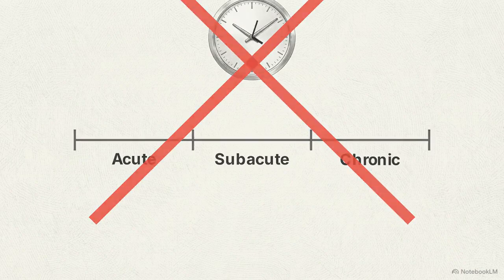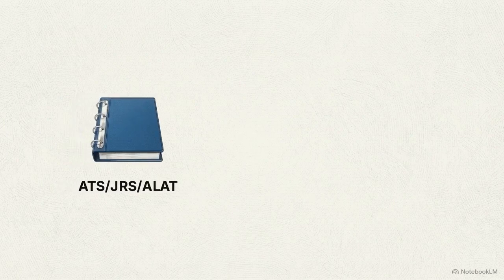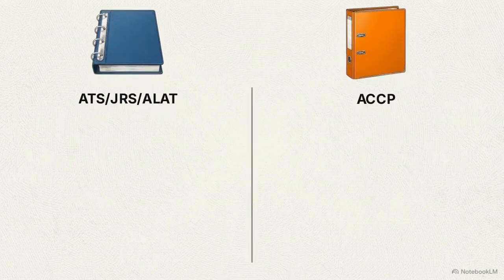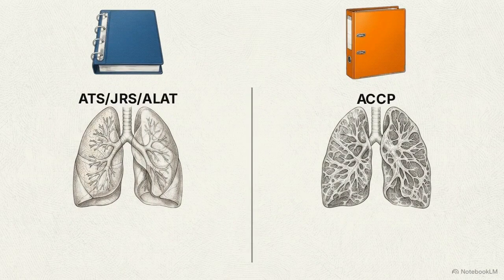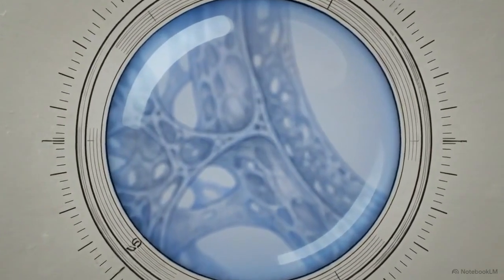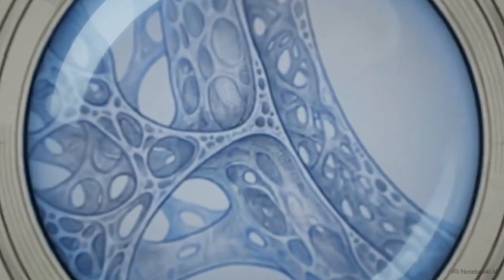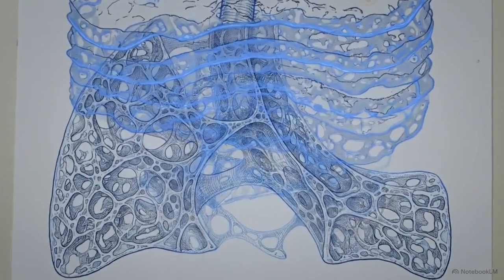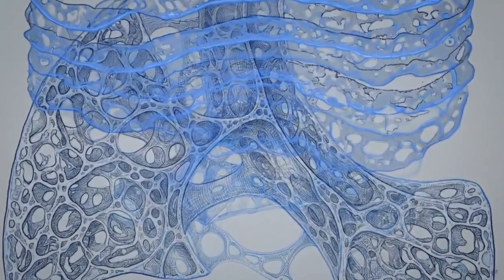That approach is now obsolete. The latest clinical guidelines from both the ATS, JRS, ALAT Consortium, and the American College of Chest Physicians, or ACCP, have abandoned temporal categories entirely. Instead, the new classification systems prioritize morphology. They separate patients by the presence or absence of fibrosis, placing heavy weight on histological findings and high-resolution computed tomography, or HRCT, a technique providing highly detailed cross-sectional images of the lung architecture.